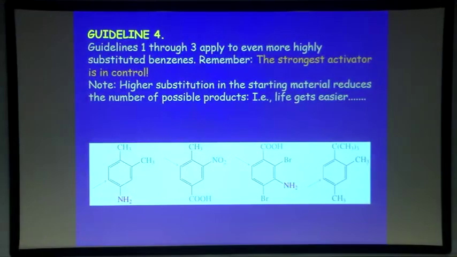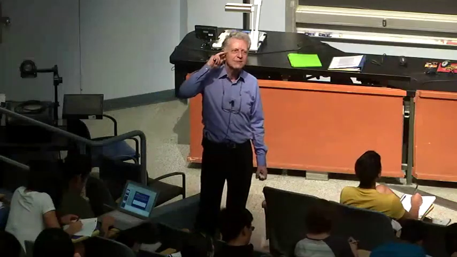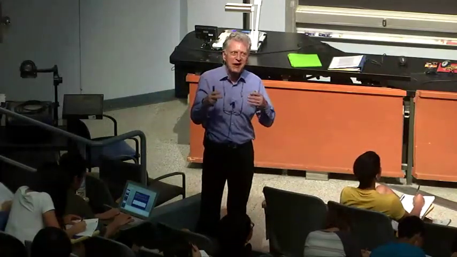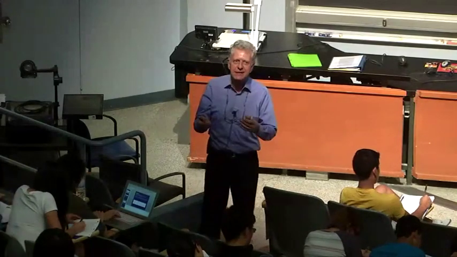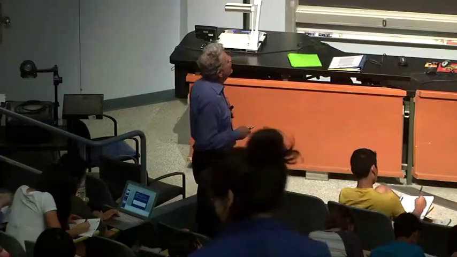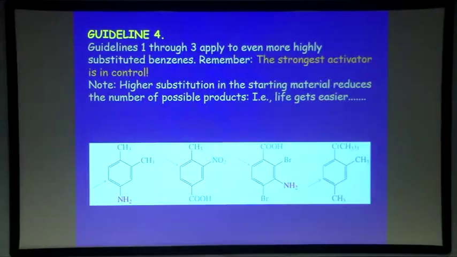And guideline 4 is really just taking it further. And you might say, oh, no, not more. Now we can look at three substituents. Will it get even more complicated? And the answer is no. Because what happens, something you may not have noticed, or maybe you have, the more substituents you have on a benzene ring, the fewer positions you have open to attack. So the problem actually gets simpler. And guidelines 1 through 3 still hold. So always the strongest activator is in control, and steric effects on top of it.